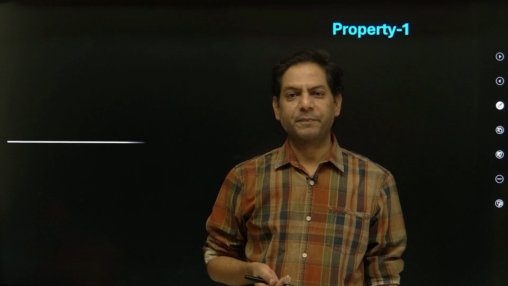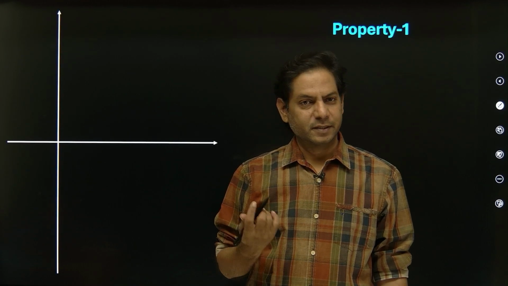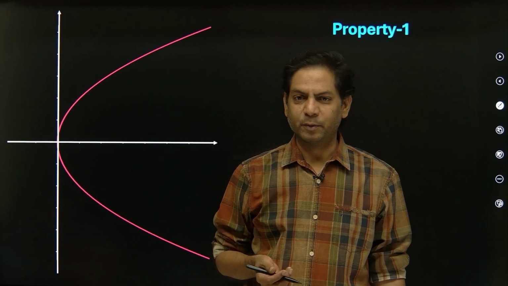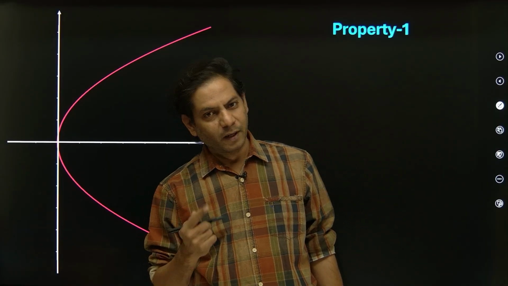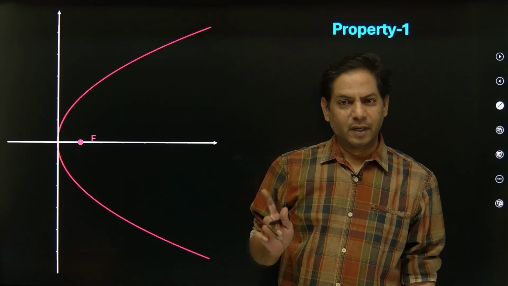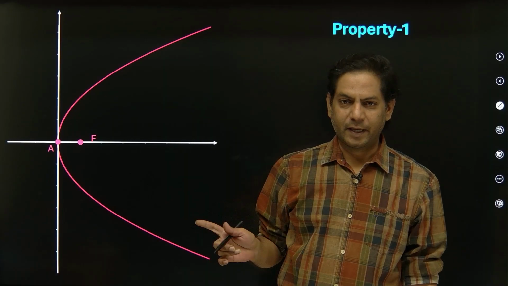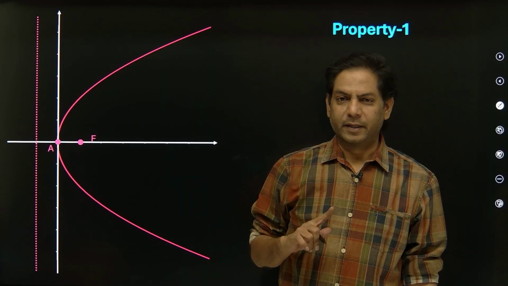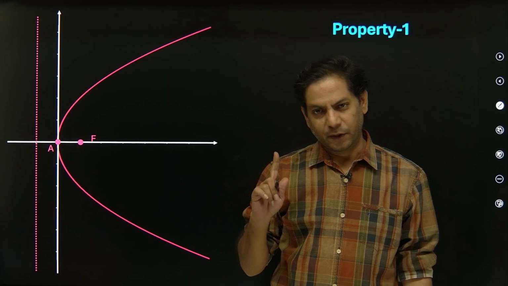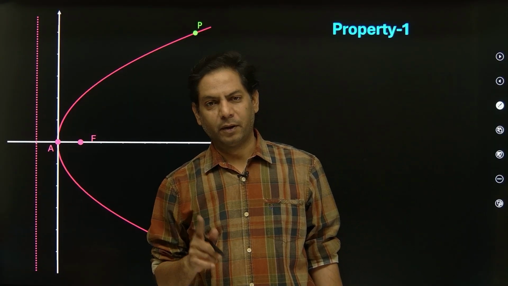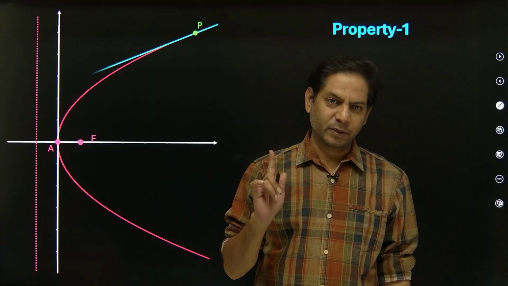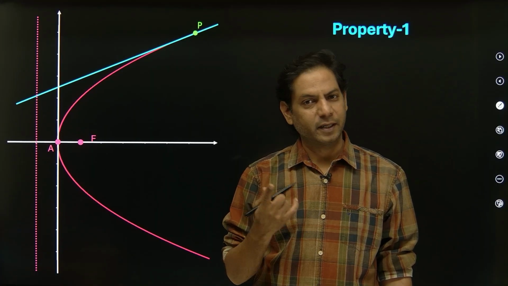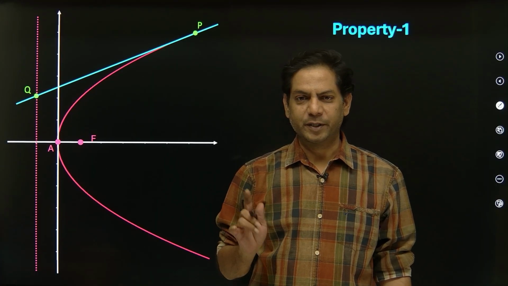First property. This is our x-axis, this is y-axis, this is our parabola in standard position. You can assume that the equation is y square is equal to 4ax. Focus F, vertex A, directrix x is equal to minus a. Now we take a point P on the parabola. This is point P. We draw a tangent. It is going to cut the directrix at some point. Let's call it Q. This point is Q.